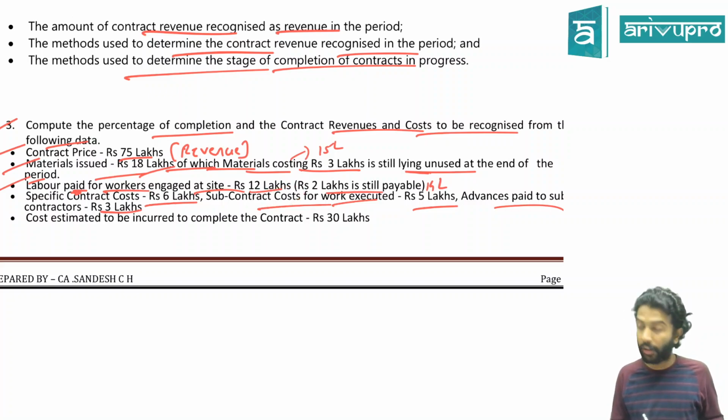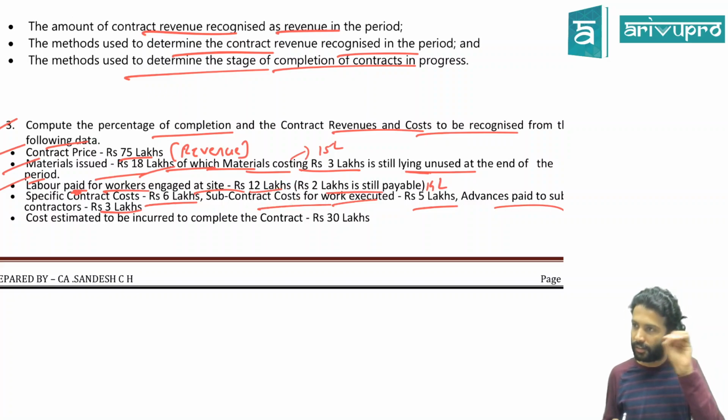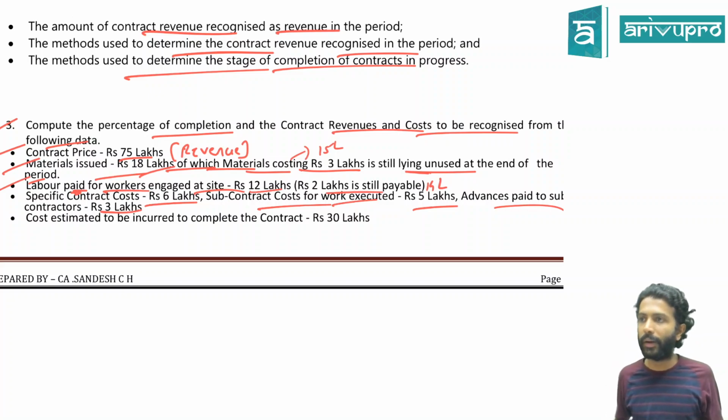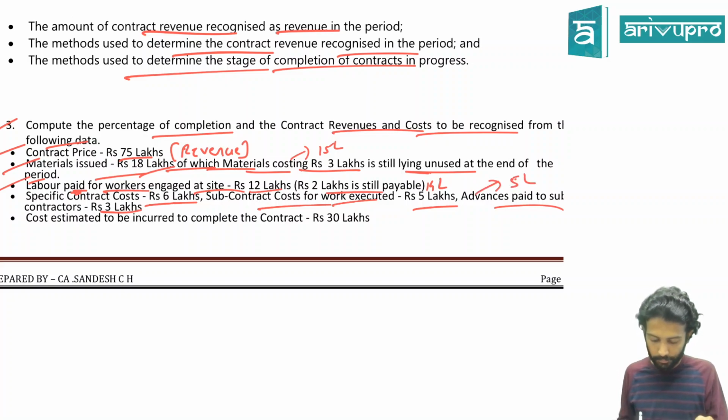What are they saying here? Subcontract cost. That means the expense is 5 lakh. In that, I have already paid 3 as advance, and 2 I'm yet to pay. So which number should I consider: 5, 3 or 2? The accrued or expense side of things, which is 5. So the relevant number here is 5 lakh.